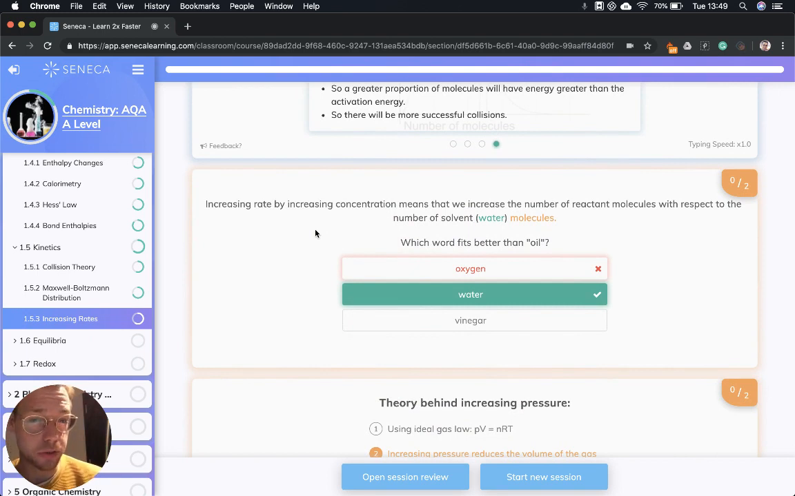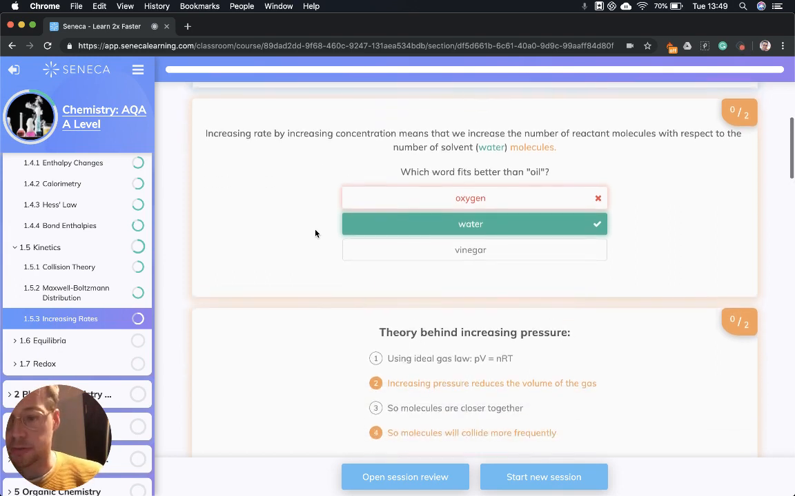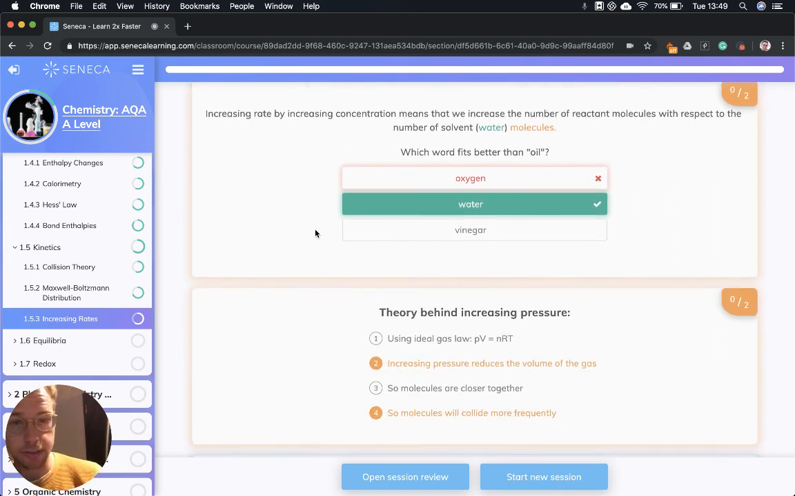So if we increase the rate by increasing the concentration, it means that we increase the number of reactant molecules with respect to the number of solvent or water molecules. So that was just a nice little review about how increasing the concentration of reactants means that there are more reactants with respect to water molecules. So there's going to be more successful collisions.